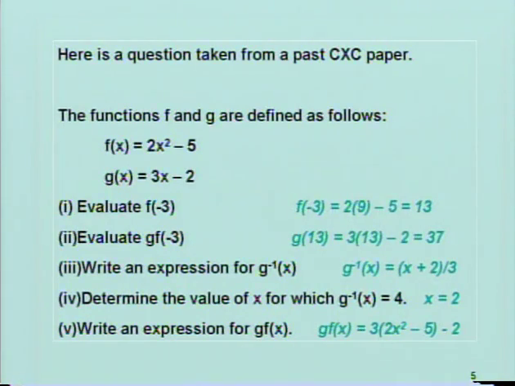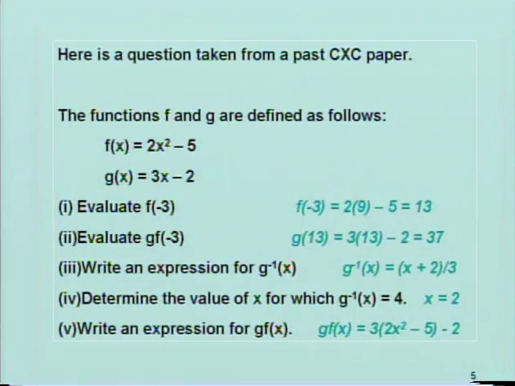Here's a question taken from a past CXC paper. We work it out for you. The functions f and g are defined as follows. f of x is equal to 2x squared minus 5. g of x is equal to 3x minus 2. We are asked to evaluate f of negative 3.